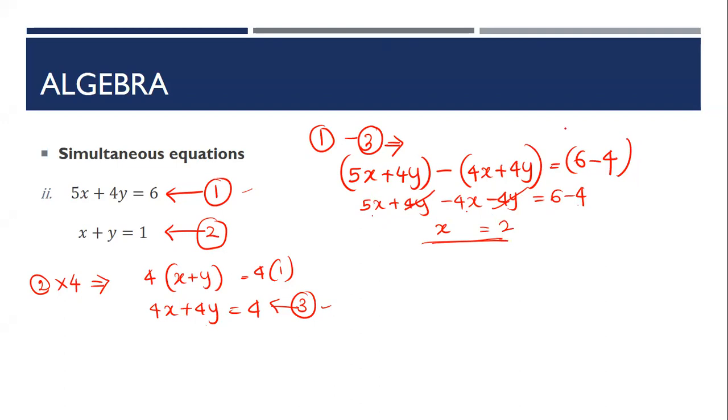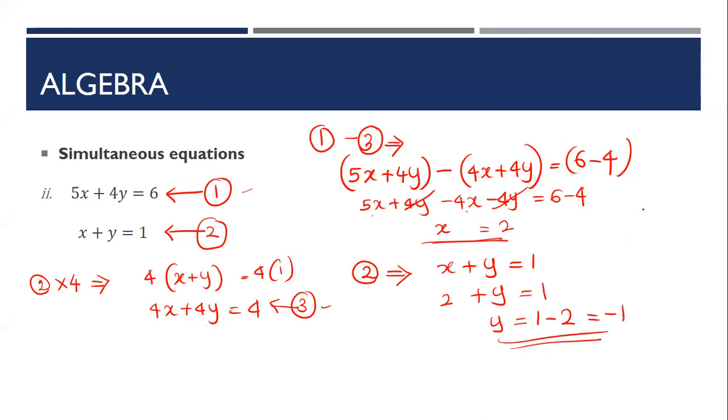So I consider this x value for equation 2 and I am going to find the y value. My second equation is x plus y is 1. So the x value is 2, the y value is unknown, and it is 1. So y equals 1 minus 2, so the y value is minus 1. So we are getting the answer: our x value is 2 and our y value is minus 1.